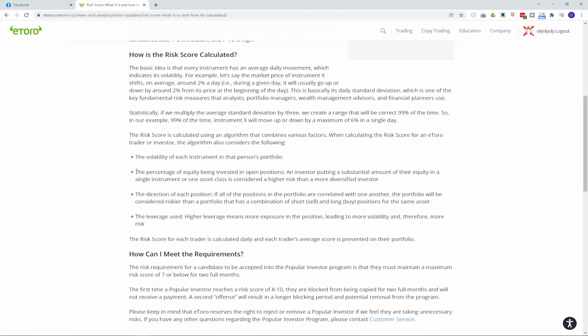management advisors use. The next factor that affects the risk score is the percentage of equity being invested in open positions. An investor putting a substantial amount of their equity in a single instrument or one asset class is considered higher risk than a more diversified investor. So the less diverse your portfolio, the more at risk you are.